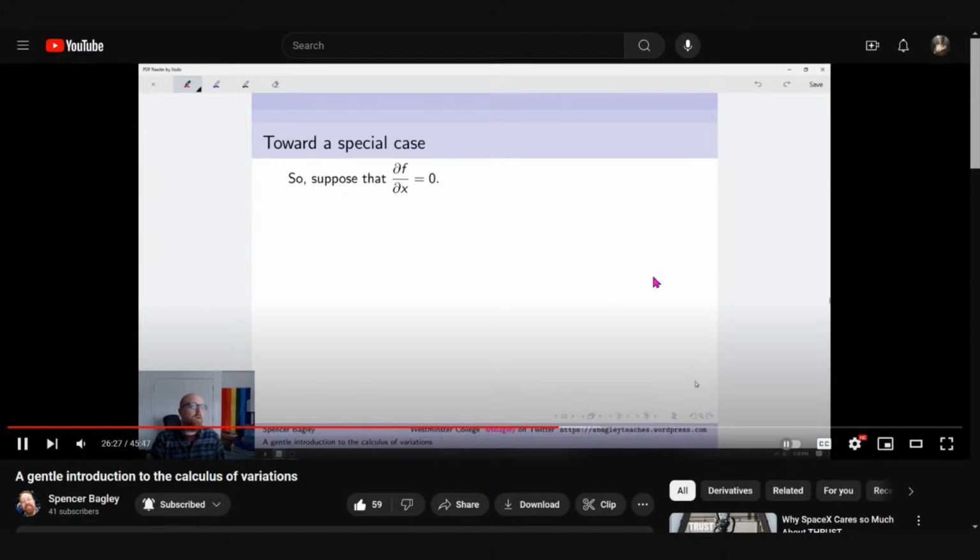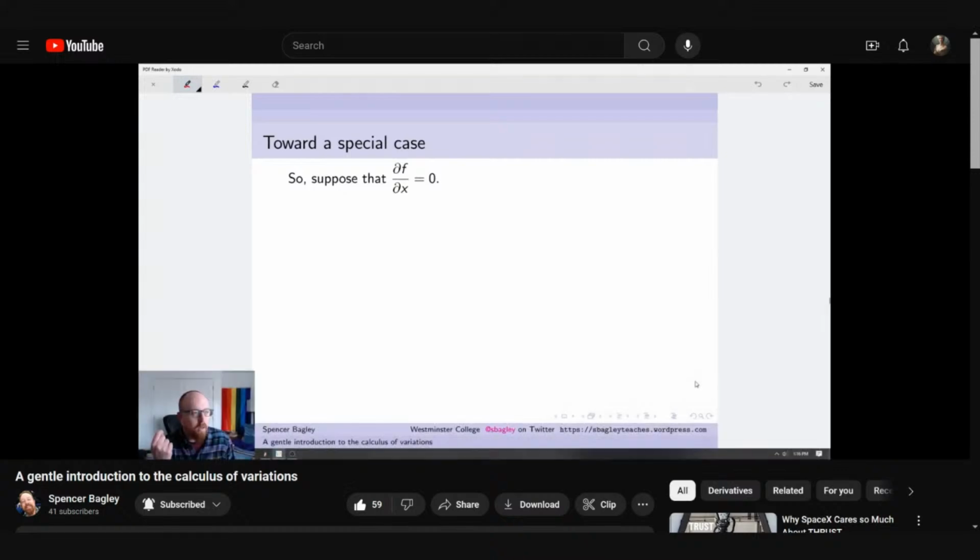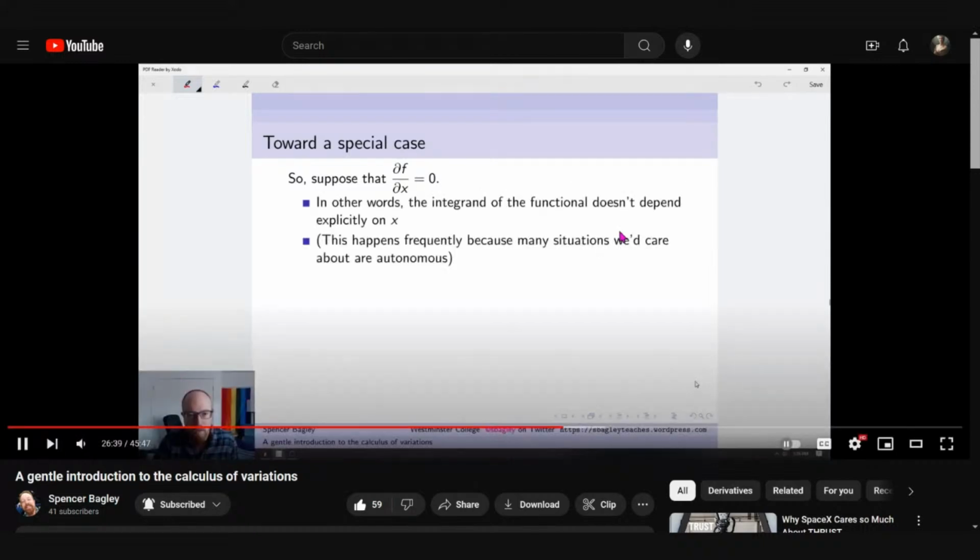So I said earlier that a lot of functionals that we care about are not going to depend explicitly on x because things are autonomous and don't shift, don't change when you shift from left to right. Right. So as long as the integrand of the functional doesn't depend on x explicitly. In other words, the integrand of the functional doesn't depend explicitly on x. The functional doesn't depend on x.